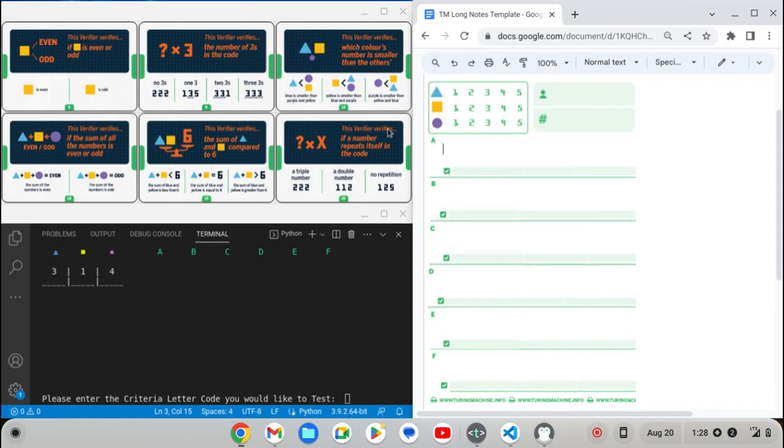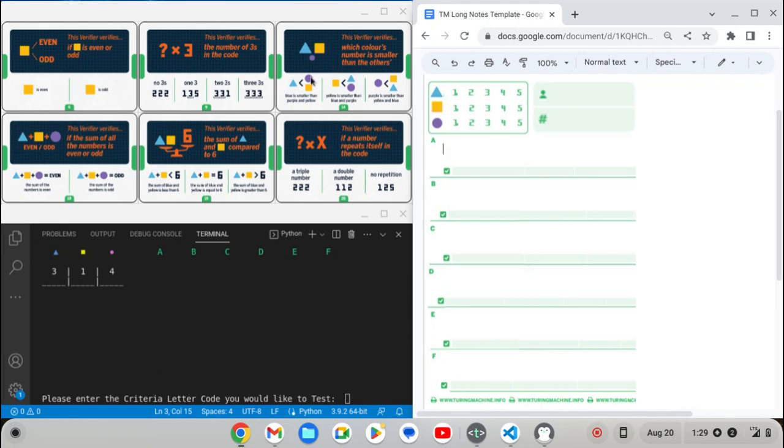Criteria card A looks at our middle digit, the square digit, and the Turing machine will let us know whether its value is an even digit or an odd digit. Criteria card B will look at the 3-digit solution and will let us know how many of those 3 digits are 3. Are there no 3s? Is there a single 3? Perhaps 2? Maybe even all 3 are 3.